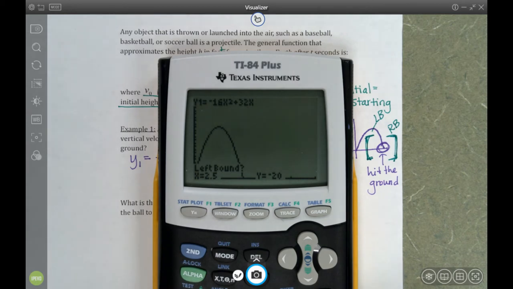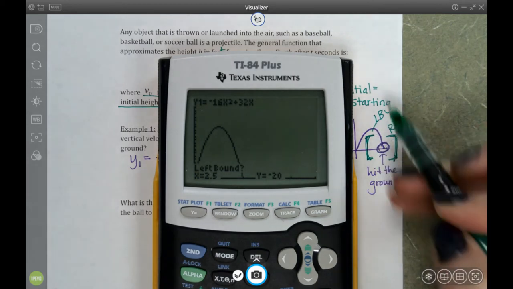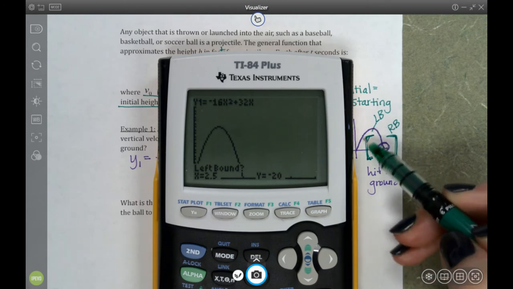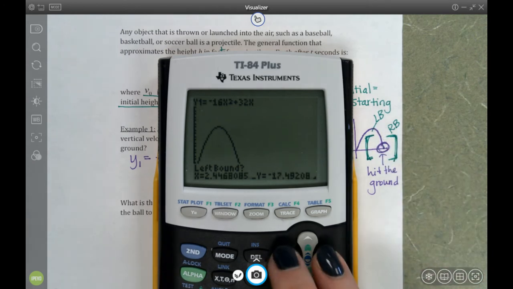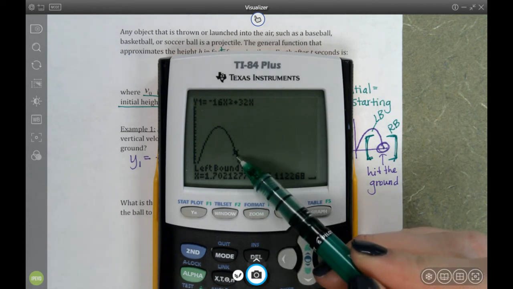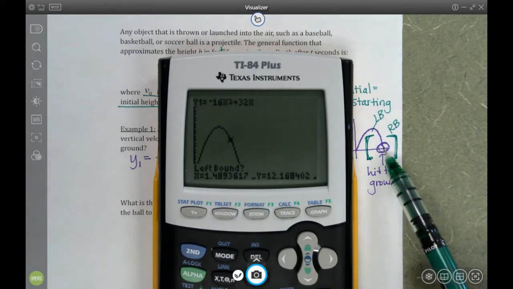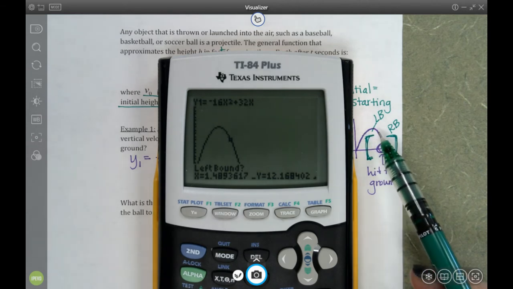Well, if you notice, my left bound is going to be to the left of my 0, which means it's going to be somewhere up here. So I'm going to use the left and right arrows till I see my cursor. It's hard to see right there, but it's a blinking cursor. And I need it to be somewhere to the left of my 0, somewhere to the left of my x-intercept, which is going to be anywhere up here.